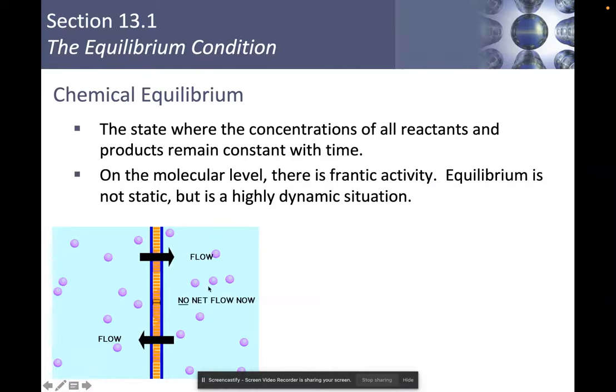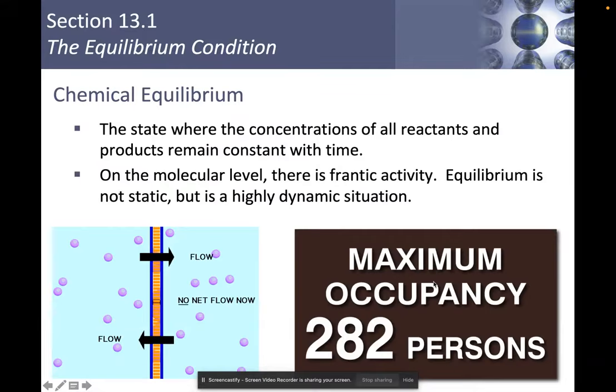So I like to think of it as you have a certain number of people that are allowed in a particular, let's say, banquet hall. So 282 people. If you're allowed 282 people, the way I picture this relating to equilibrium is, let's say that a couple of people need to leave. So now we have 280 people. That means that immediately, there's a waiting list, and two more people would go in. So we have to keep the amount equal.